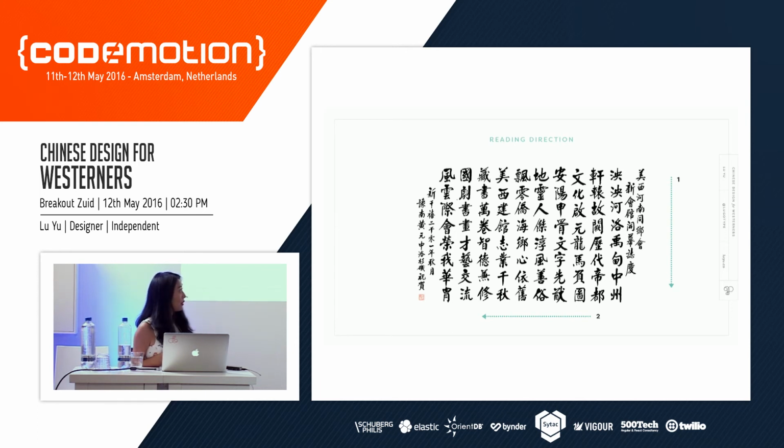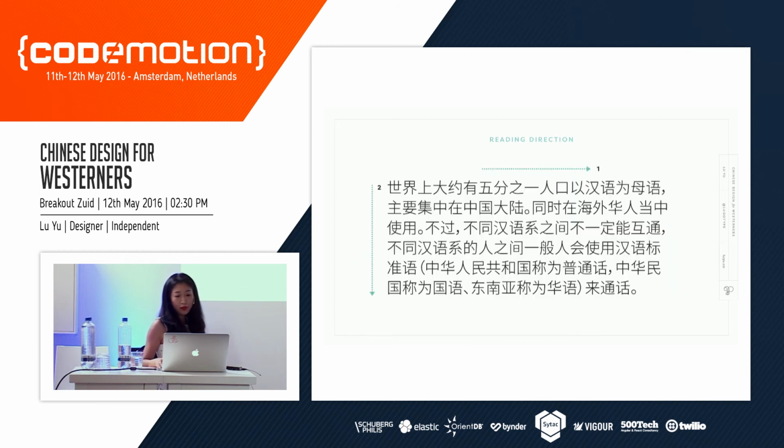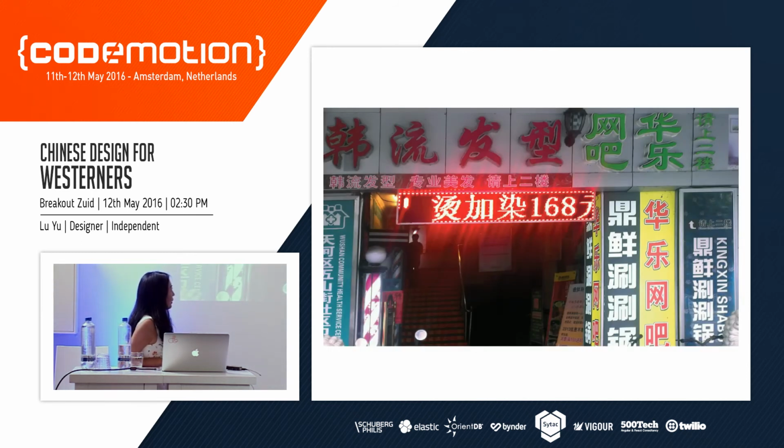In old times, Chinese was read from top to bottom and then from right to left. But as the language evolved, now we read from left to right and top to bottom. But the thing is, sometimes it gets really confusing, like this photo taken on the street somewhere in China. Just take a guess. What is the reading direction here?